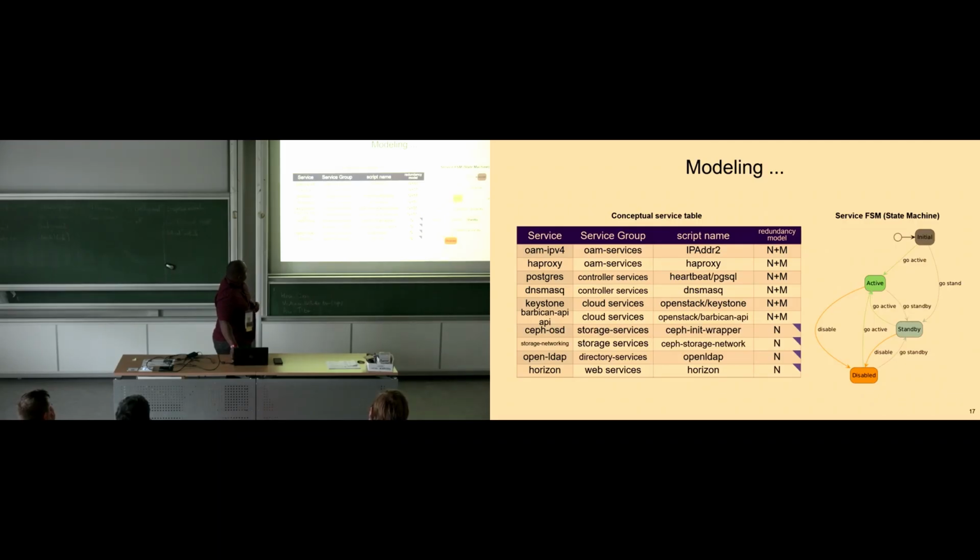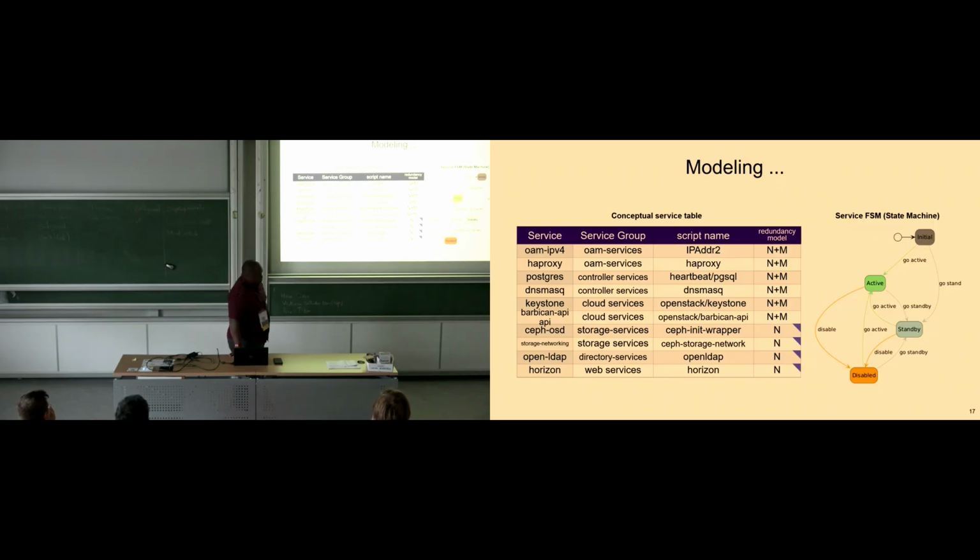For example, these are actual services in StarlingX. This is not one table, it's many tables, but I've collapsed it into one for explanation. For example, OAM services, like your OAM network, use a script called IPadder2, and use an active standby model, versus say Ceph. The Ceph service is in the storage services service group. It uses a Ceph init wrapper script, and it's an active-active model. Or Horizon, which is a web service, is also an active-active model.